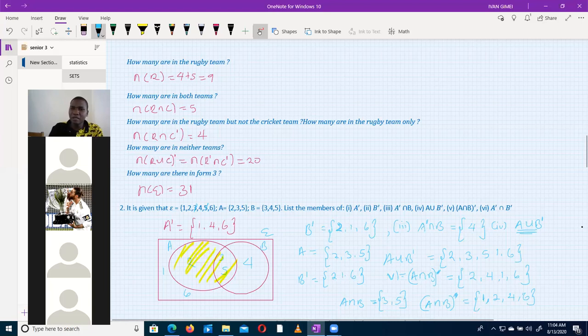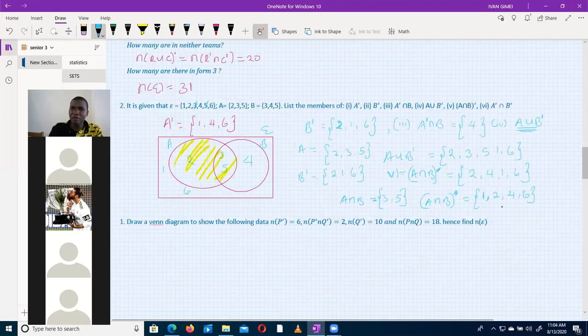Yeah, so can you now answer the last one? They want you to find A complement intersection B complement. How do you find that? What does it give you? 1 and 6.